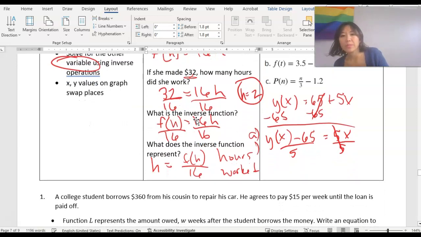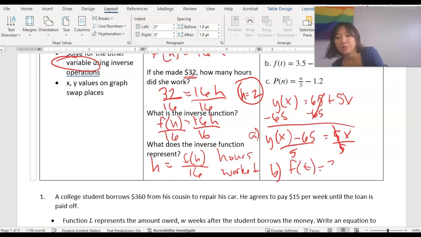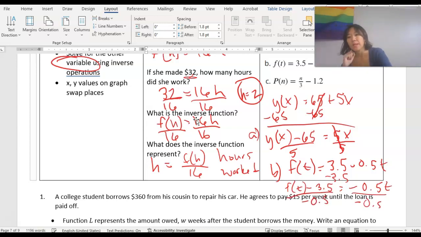All right, if we're doing B, same thing. F of t equals 3.5 minus 0.5t. We're going to subtract 3.5 first. So f of t minus 3.5 equals minus 0.5t. And then divide both sides by negative 0.5. Okay, and so this will cancel out because that's 1, and so this is your answer right here.